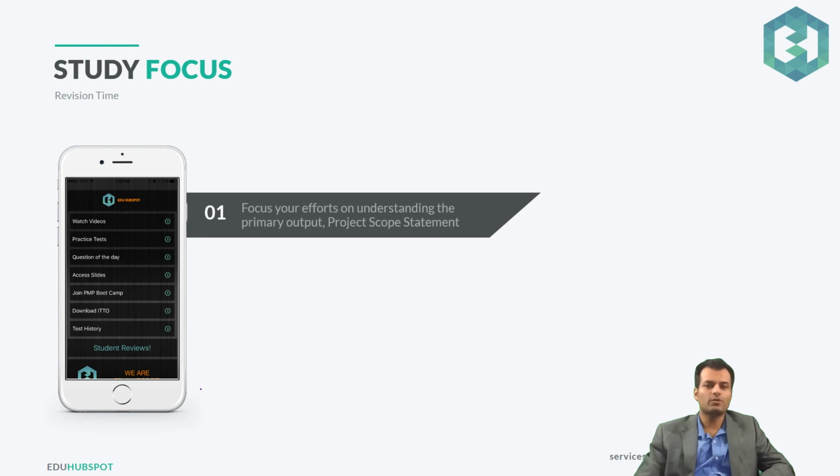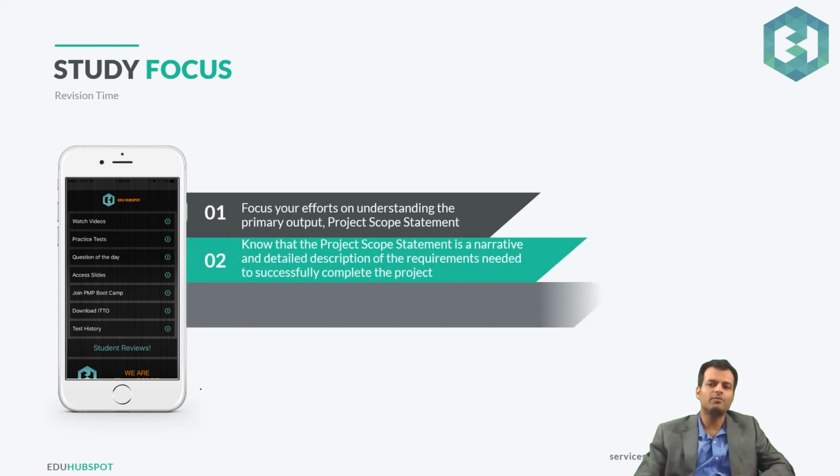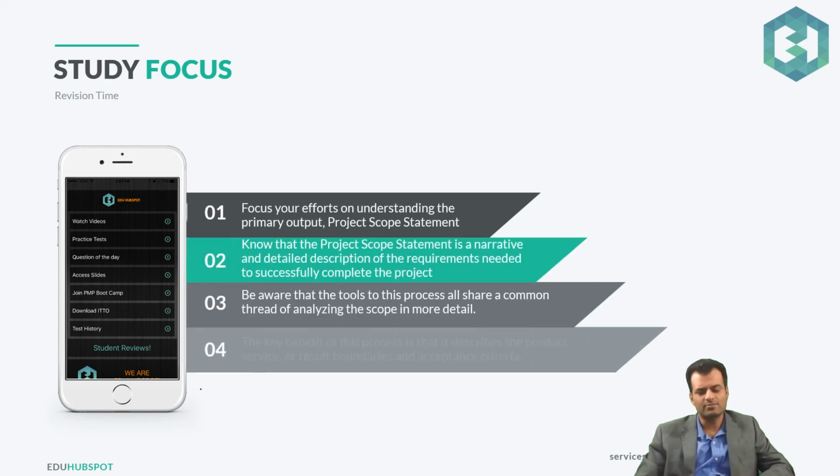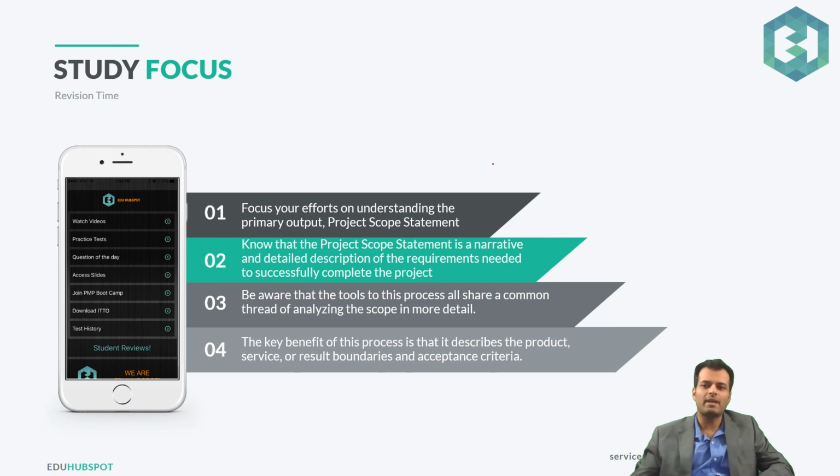Okay, let's do a quick revision, and then we will go over the next process in the next video. So on the study focus side, we will focus our efforts on understanding the primary output, which is the scope statement. So the scope statement will be your primary output, an important one, which will have a detailed description of the scope. Remember, detailed description. I'm putting a lot of stress on the detailed description because that's one of the most important keywords for this process.